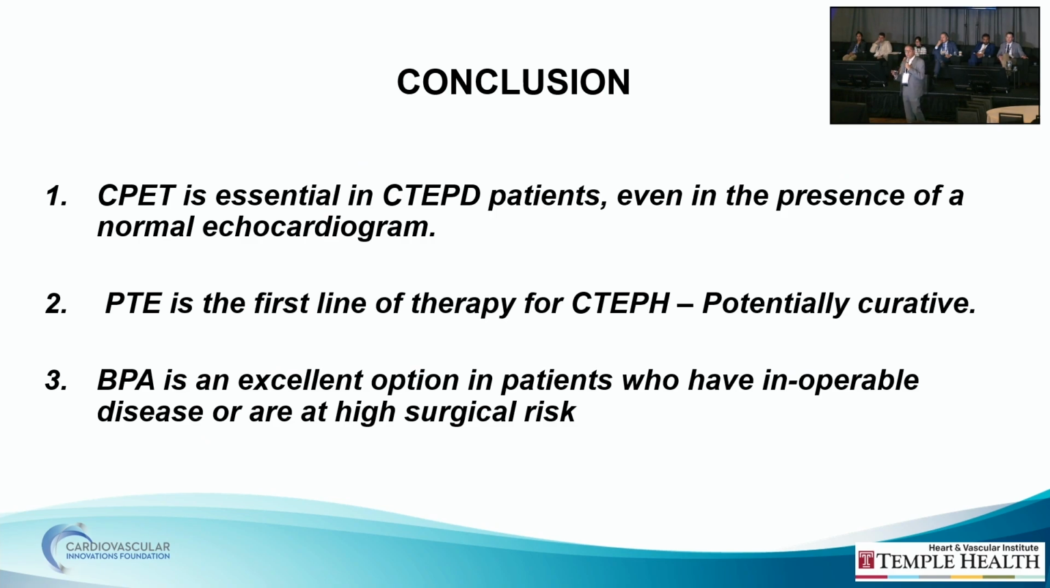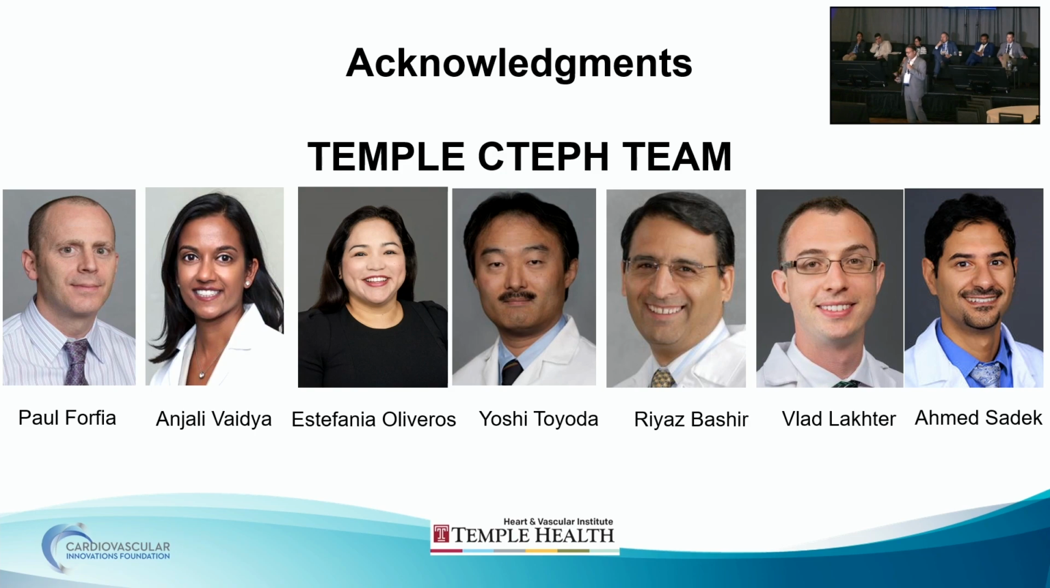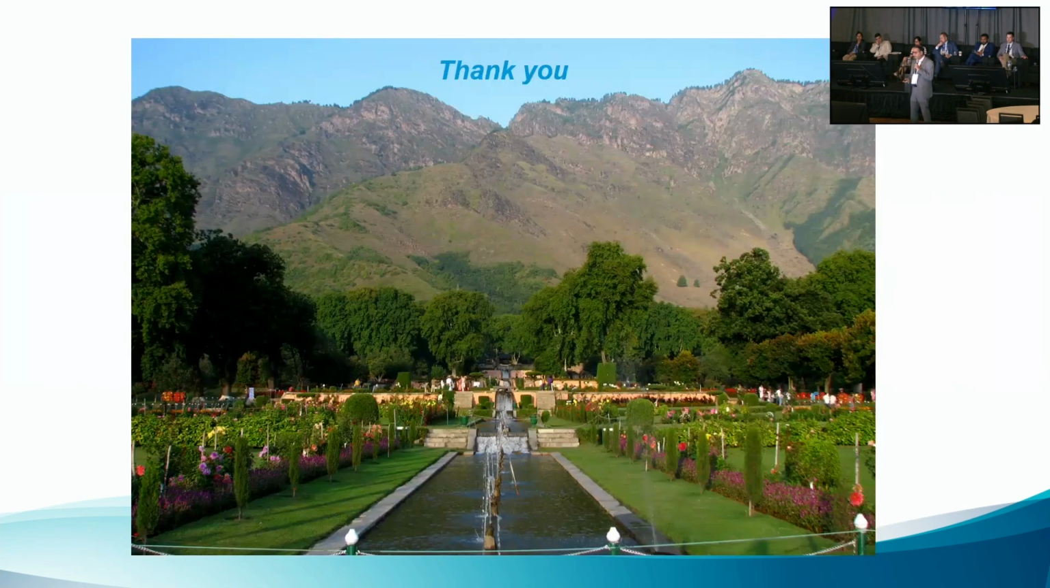So in conclusion, in a patient like that one I presented, cardiopulmonary exercise testing is critical in understanding whether the symptoms are related to pulmonary vascular obstruction. And if a patient does have pulmonary vascular obstruction causing symptoms, surgery is first-line therapy, and it is curative in these patients. But in patients who are inoperable or are high surgical risk, balloon pulmonary angioplasty is an excellent option. And I finally want to acknowledge my CTEPH team at Temple, and thank you very much for your attention. I'm happy to answer any questions.